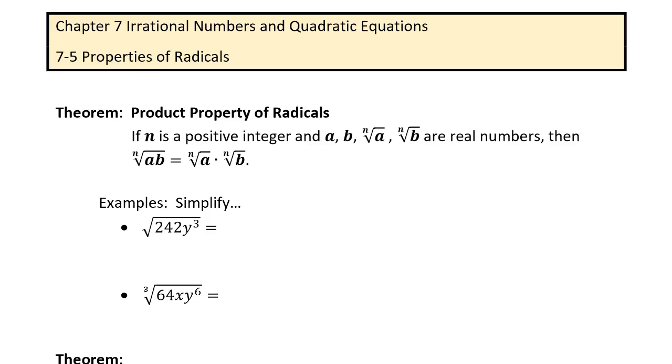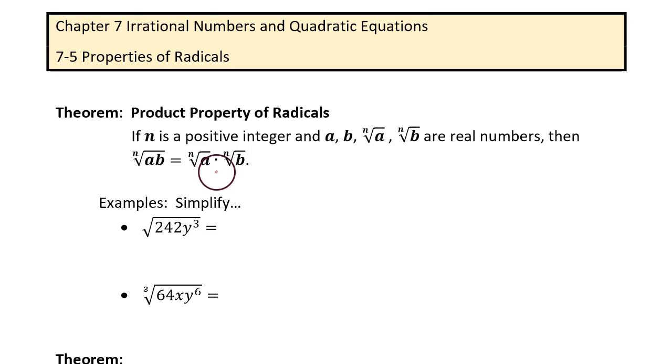This video is for section 7-5, Properties of Radicals. Let's begin with this theorem, the product property of radicals theorem. If n is a positive integer and all of these expressions are real numbers, then this is true. The nth root of a product is equal to the product of nth roots.